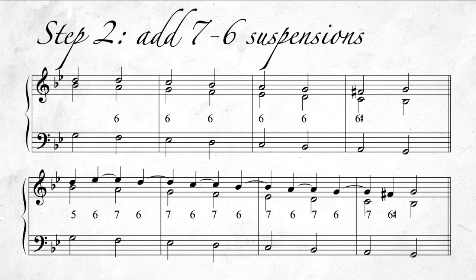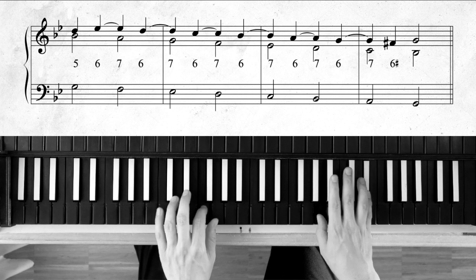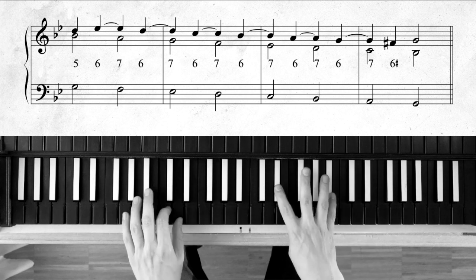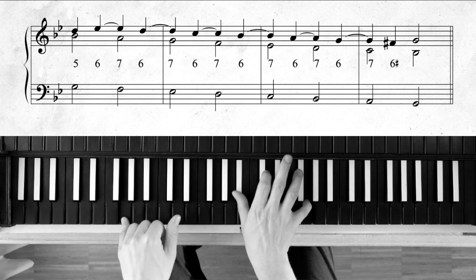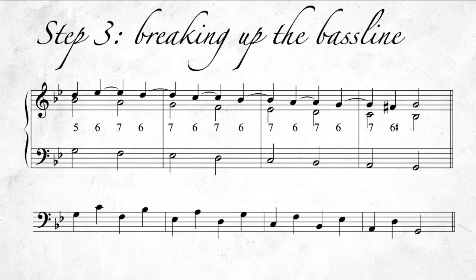Step 2 is to apply a chain of 7/6 suspensions to it, which makes a standard Baroque pattern that most of you probably already know. The third step is to break up the linear descending bass line into the common zigzag of fourths and fifths, and the result is a third and a seventh above every bass note.